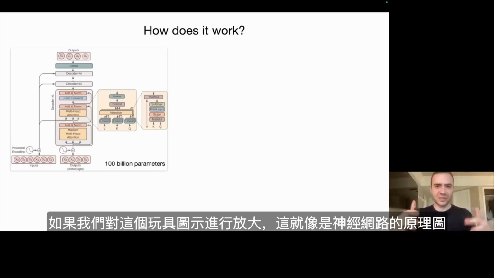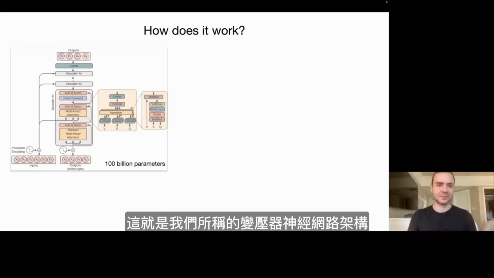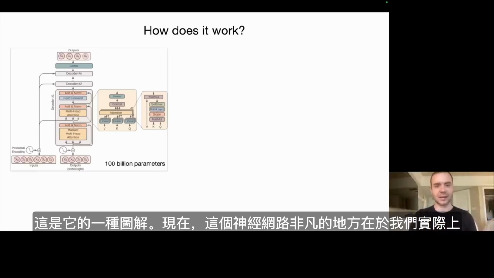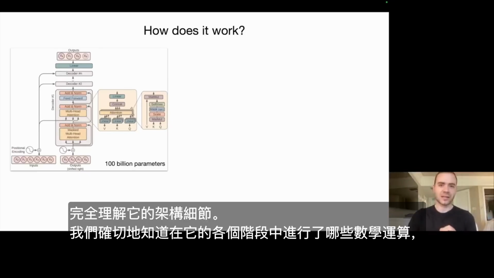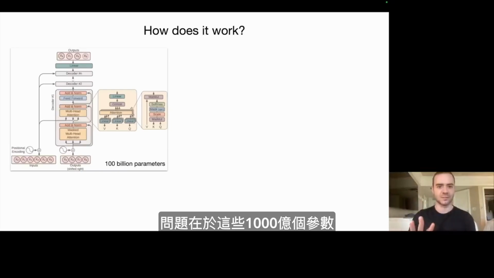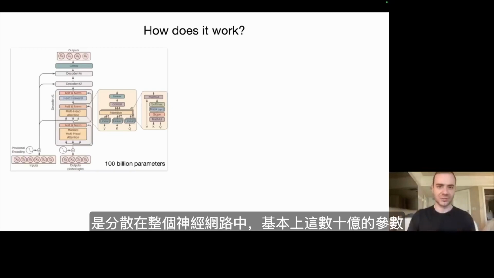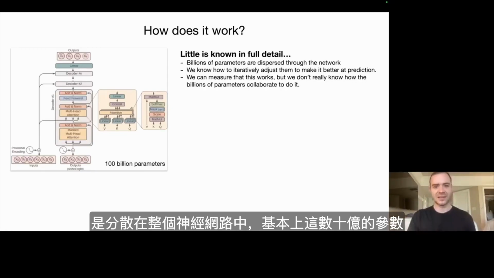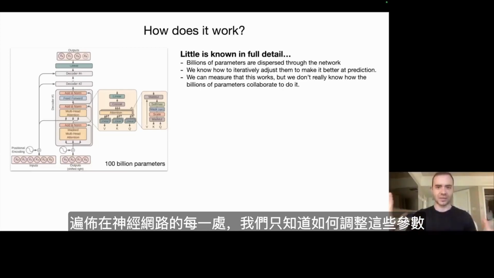If we zoom in on the toy diagram of this neural net, this is what we call the transformer neural network architecture. What's remarkable about these neural nets is that we understand the architecture in full detail. We know exactly what mathematical operations happen at all the different stages of it. The problem is that these 100 billion parameters are dispersed throughout the entire neural network.